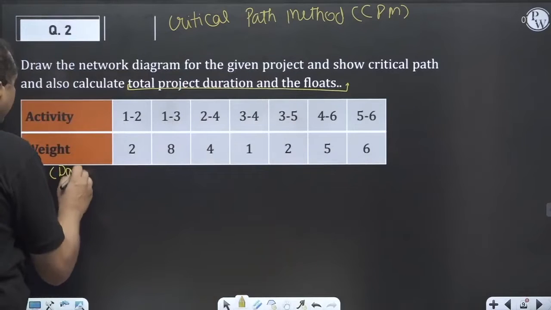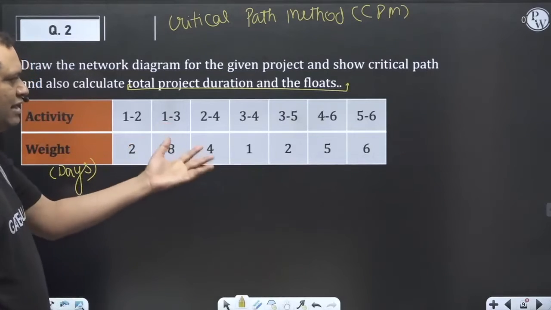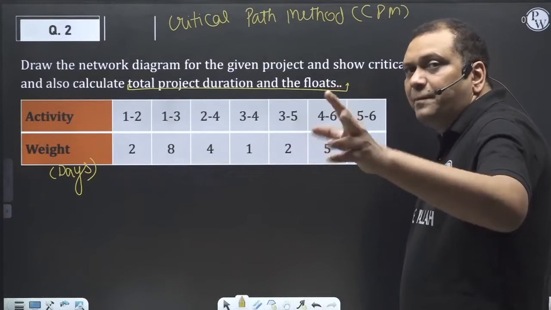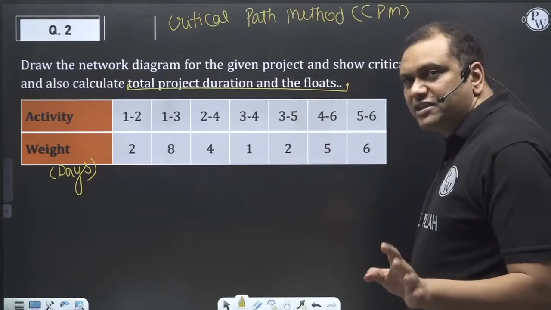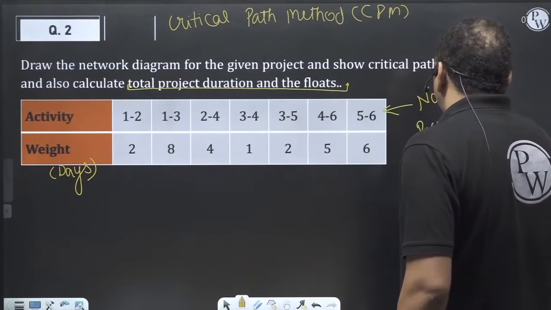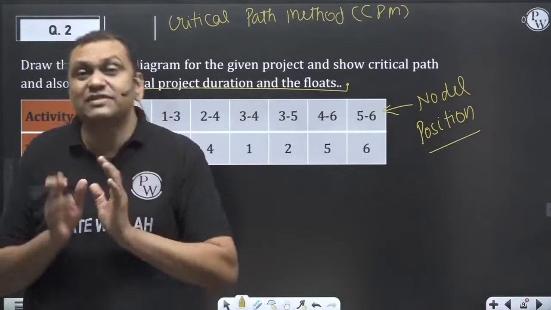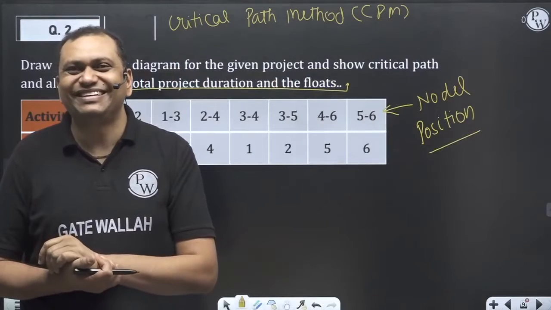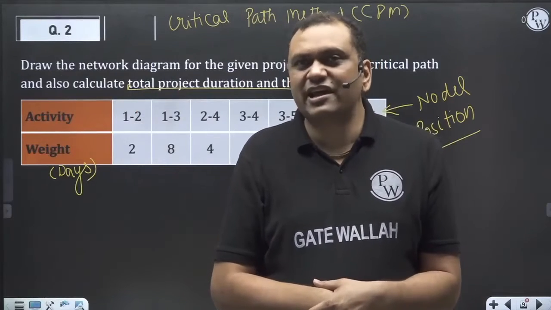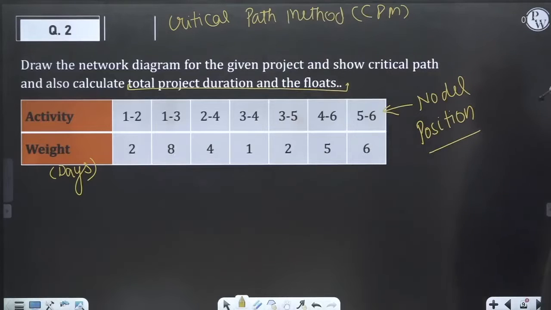Let us say the weight is in days. Activity 1 to 2 consumes 2 units of time. Activity 1 to 3 consumes 8 days. Here the unit I am considering is days. In the previous problem, the predecessor and successor were given to you, but here the nodal position is given to you. So when the nodal position is given, construction of the precedence diagram is extremely easy.